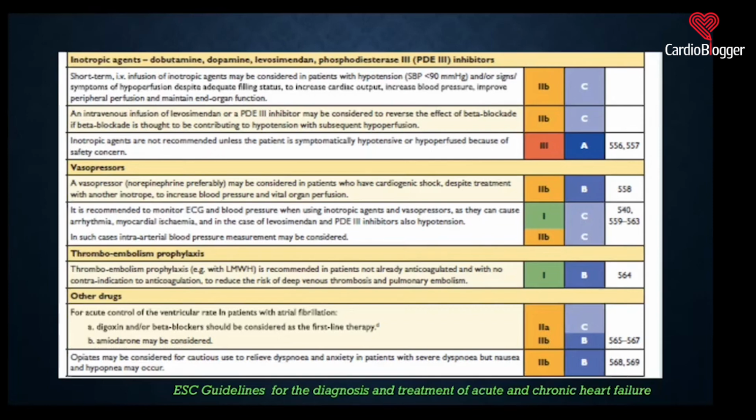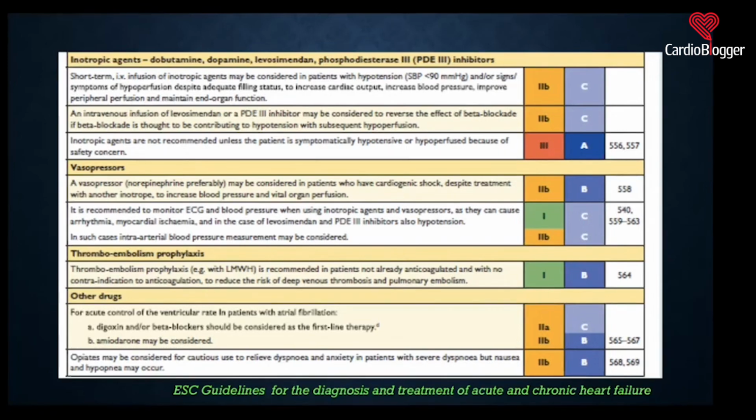Now, what is the role of vasopressors? We know that after many trials like the SOAP2 and SOAP3 trials, the best vasopressor at present is norepinephrine, which is better than dopamine, because dopamine has other side effects like arrhythmias, which are less with noradrenaline. So noradrenaline may be considered in patients who have refractory cardiogenic shock.